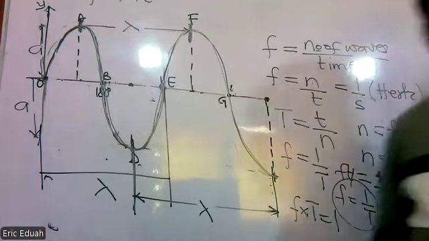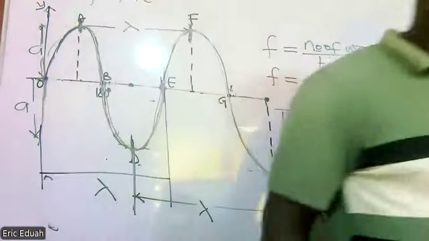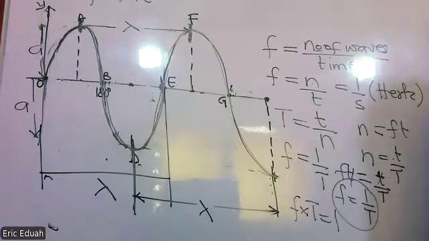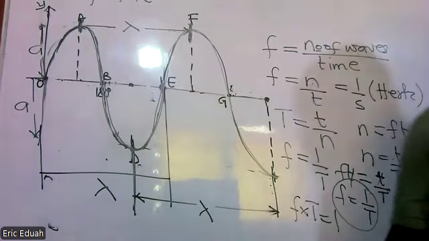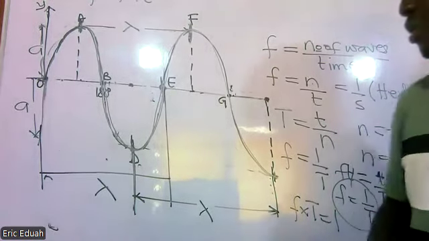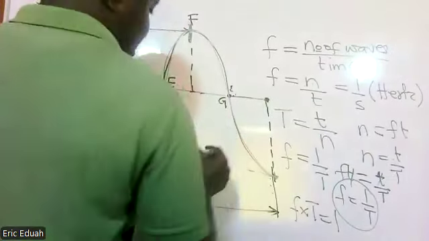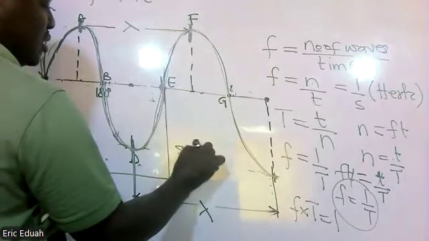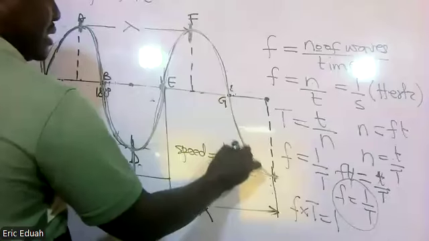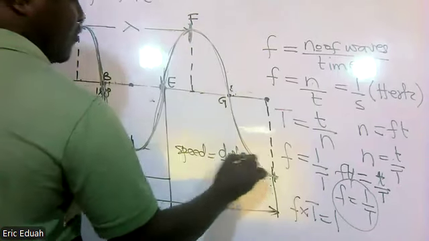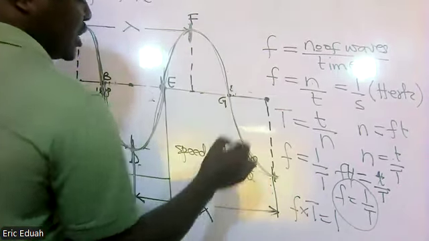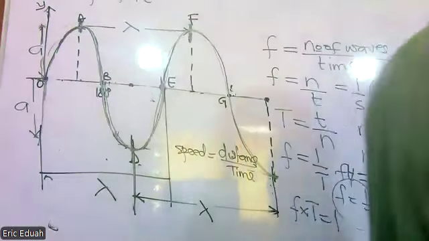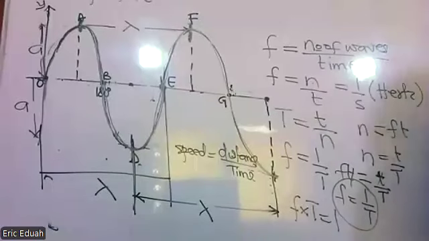Speed. After all, the speed of a wave is the distance through which the wave travels per unit time. So this definition is carved out from speed equal to distance over time. So the speed of a wave is the distance a wave makes per unit time.